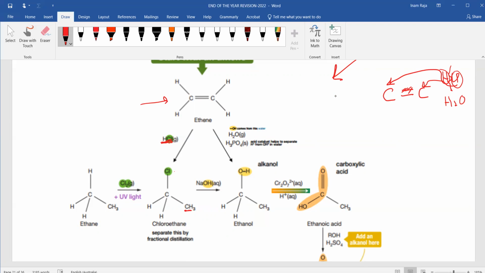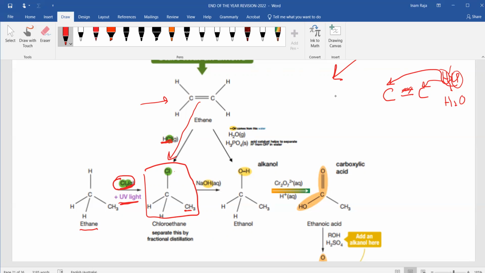And this haloalkane, which you get from the reaction of alkene with HCl or HBr, you can also obtain from alkane, but a different reaction, not HCl, but chlorine under UV light. You need to write both of these things when you do this reaction. If you don't write UV light, you may not get full marks.